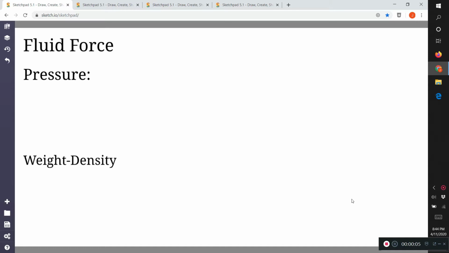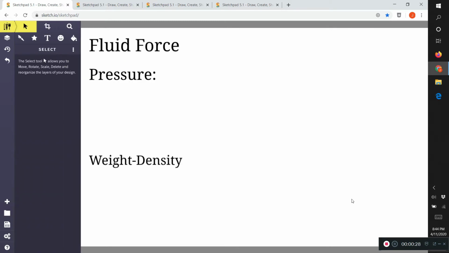Today we're going to continue our discussion of fluid dynamics with the discussion of fluid force. So we understand the concept of force. Force is how much oomph, push, pull that something has. And we're going to talk about it in relationship to pressure. So what is pressure? Pressure is force distributed over an area.